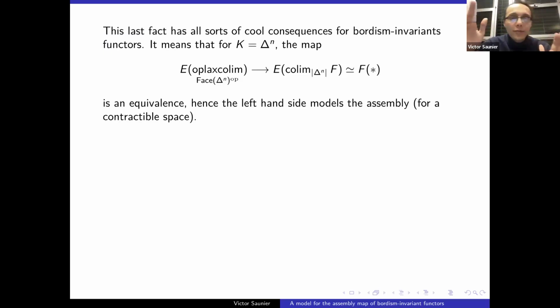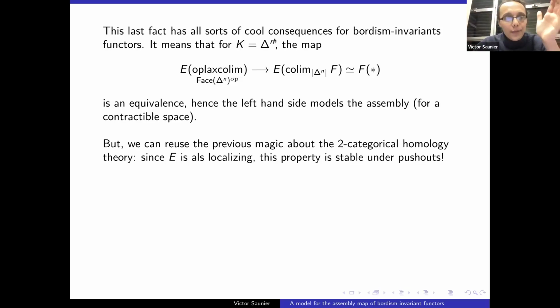If you have a bordism-invariant functor for k equals delta n, because the kernel is now Lagrangian, this map is automatically an equivalence. This is telling you that the oplax colimit of f applied at E is just f of the point, which looks very uninteresting. But because of all of this two-categorical thing that I've explained to you, the left-hand side has all of the nice naturality property, and I know for the delta n that it glues to the correct value. And now it's a purely formal thing to see that the left-hand side, generally for any k, is a model for the assembly map.